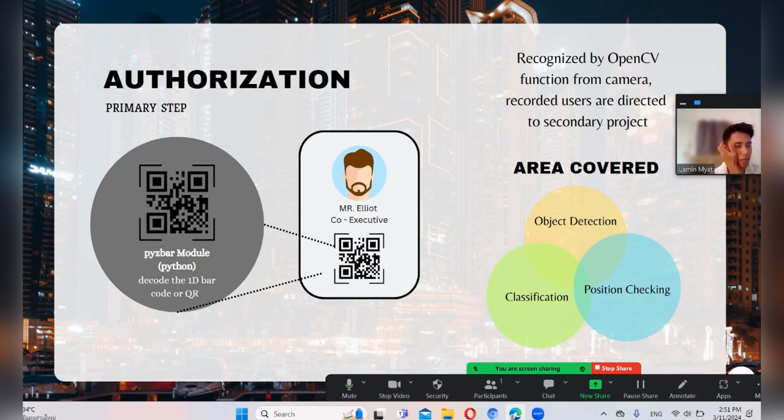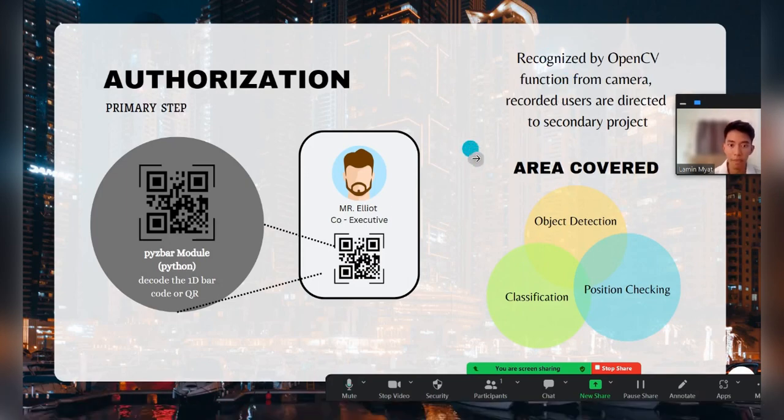It's like using our phone: when somebody unlocks our phone, it moves to another user interface. It's the same concept, but here we are using the pyzbar module from Python, and we're going to explain why we are using that library later on. This step covers some of the pillars of our project: object detection, classification, and position checking.